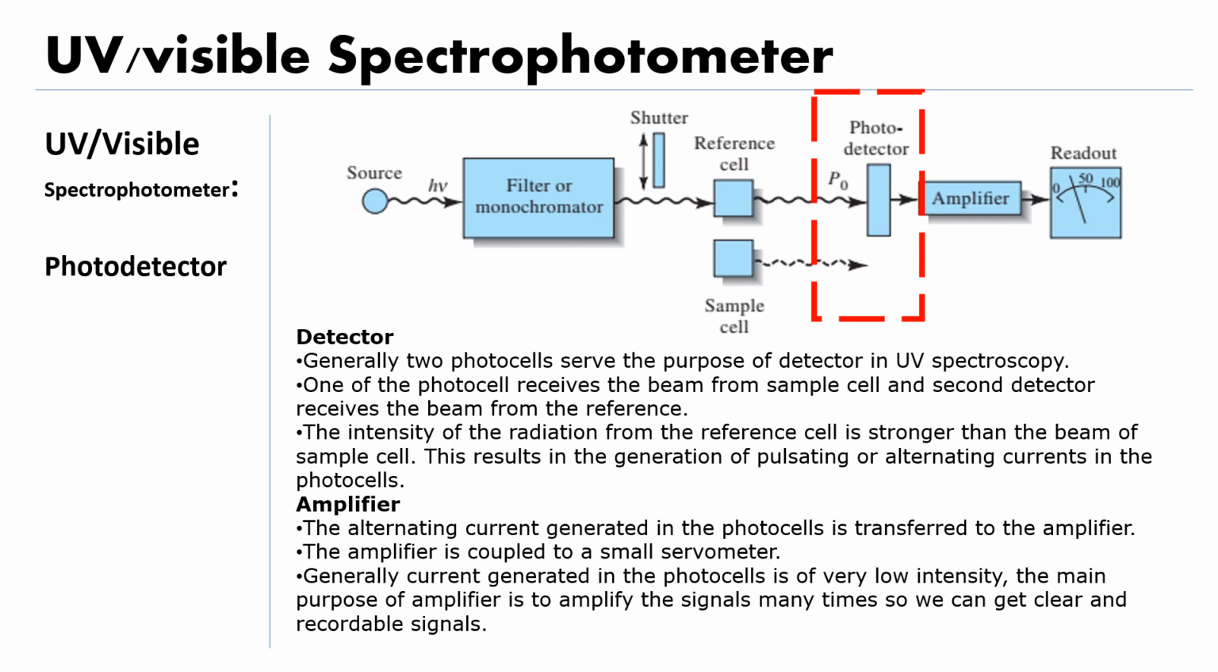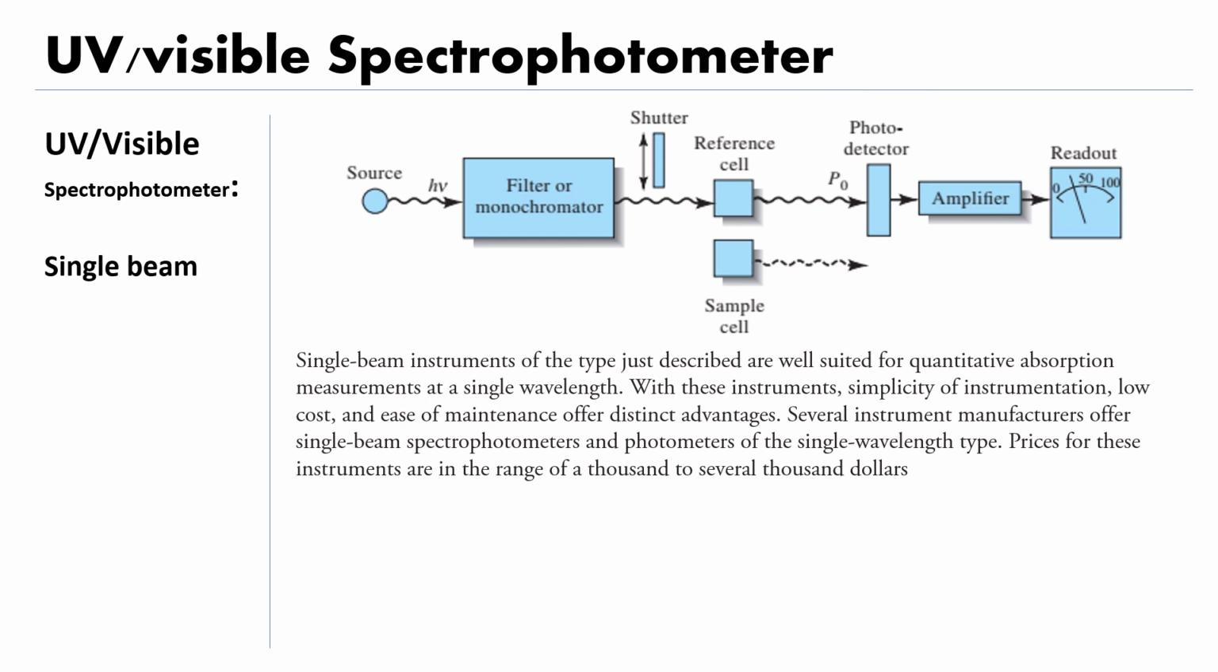So the purpose of the amplifier is to amplify the signals many times, so we can get a clear and recordable signal. Now the single beam. There are two types of UV visible spectrophotometer. One is called a single beam. Why is it called a single beam?